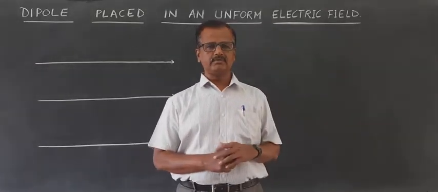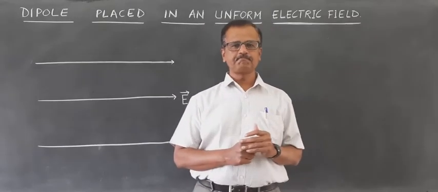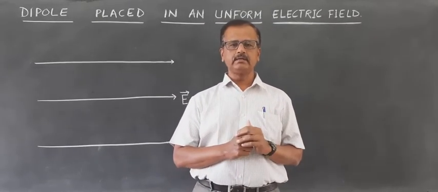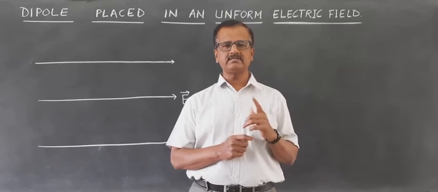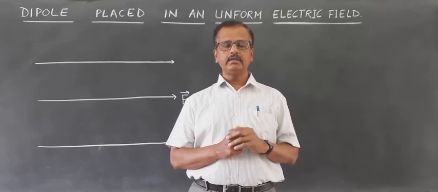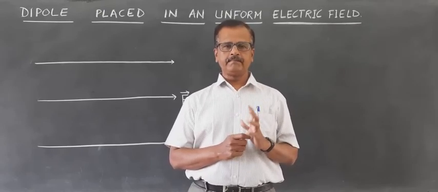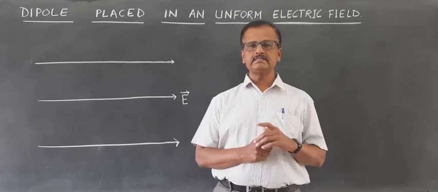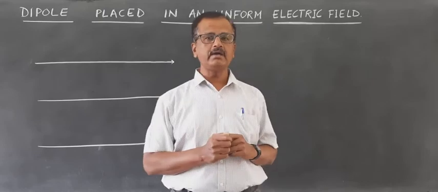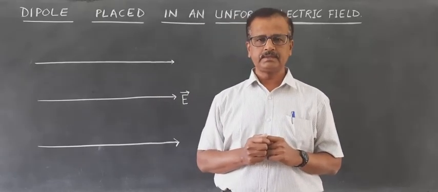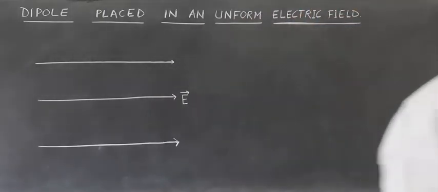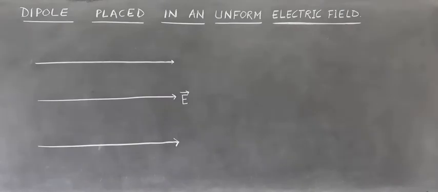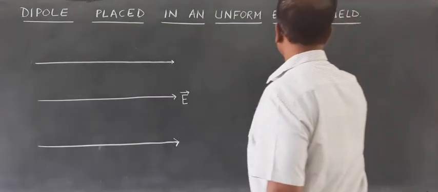Yesterday we learnt about what a short dipole is and what the electric field due to a short dipole is, along the axis and along the equatorial line. Today we will learn one more interesting thing, that is, a dipole placed in a uniform electric field. What happens when an electric dipole is placed in a uniform electric field?